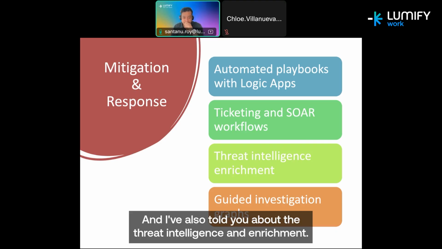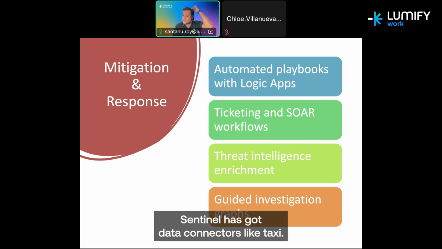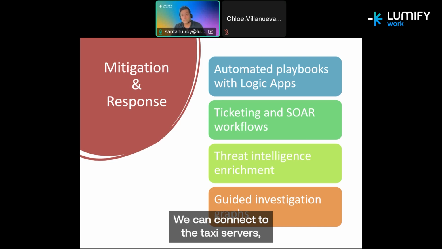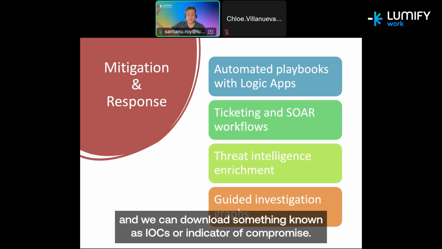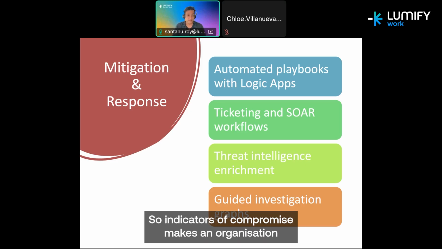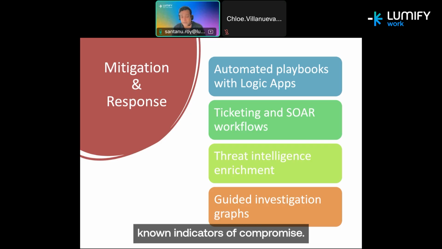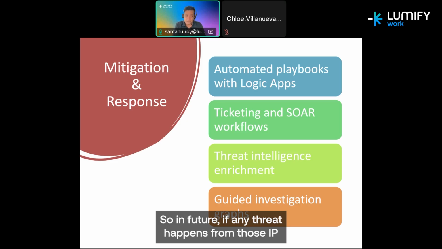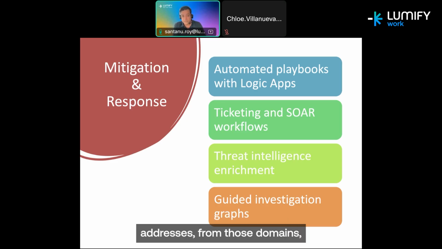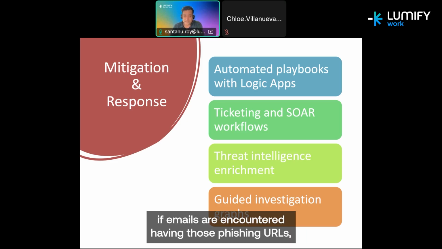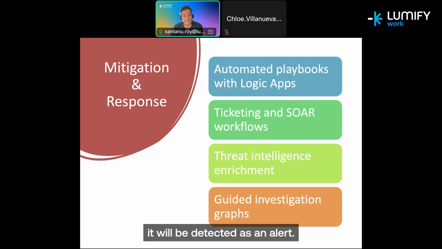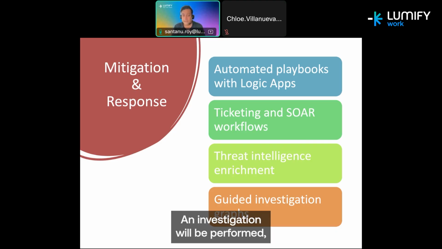And I've also told you about threat intelligence and enrichment. Sentinel has got data connectors like TAXII. We can connect to the TAXII servers and download something known as IOCs, or indicators of compromise. Indicators of compromise make an organization aware of all the known indicators of compromise. So in future, if any threat happens from those IP addresses, from those domains, or if emails are encountered having those phishing URLs, it will be detected as an alert. An investigation will be performed, which will eventually lead to remediation.